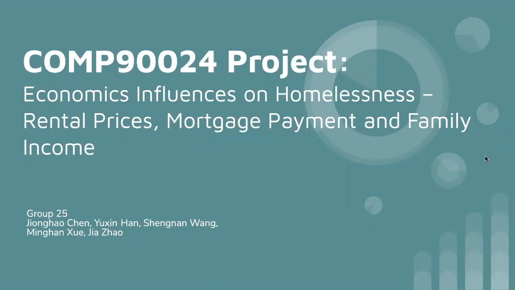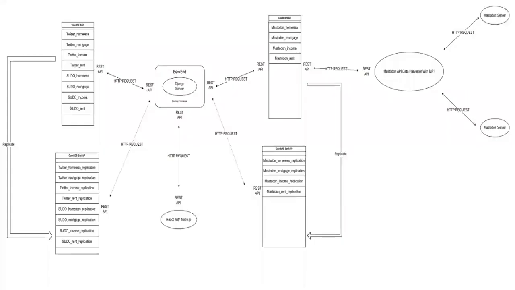Now I will introduce our team's backend server. Our backend server is run by a Django server. Because our project is using resource-oriented architecture, every data, function, and service in our project can be treated as a resource. Those resources are identified by unique URLs.